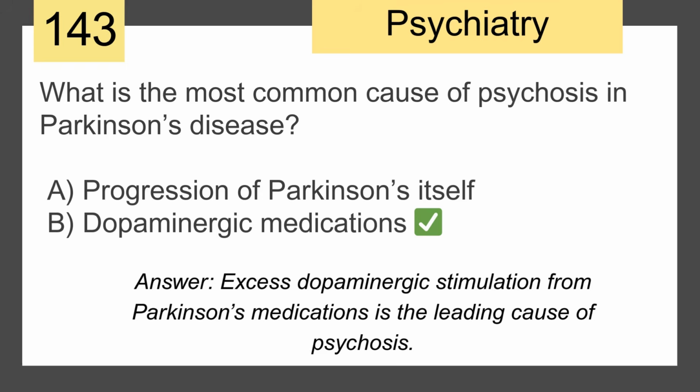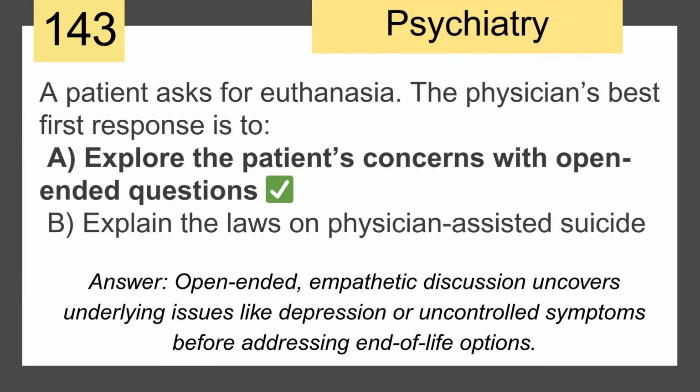Question 143, what are the most common causes of psychosis in Parkinson's disease? Dopaminergic medications. Not the Parkinson's itself, but the dopaminergic medications can induce psychosis. For example, amantadine.